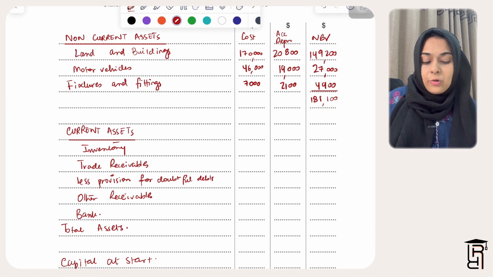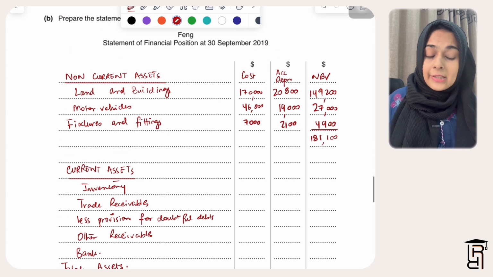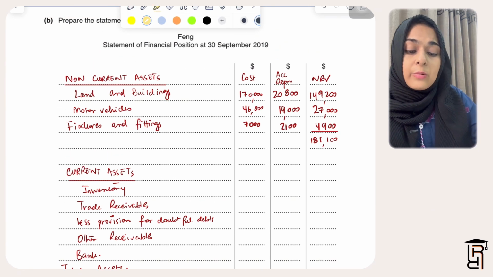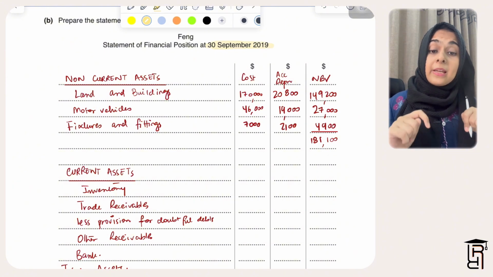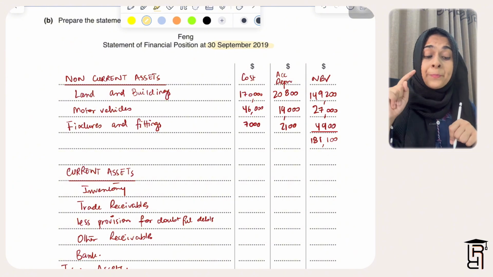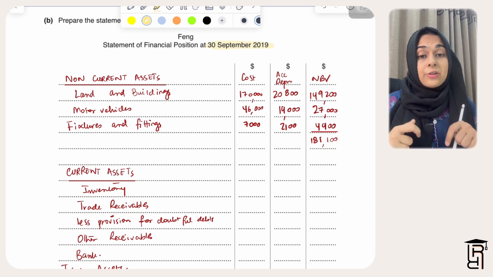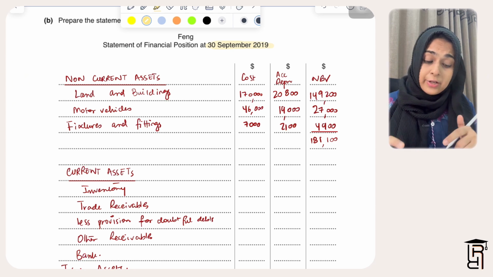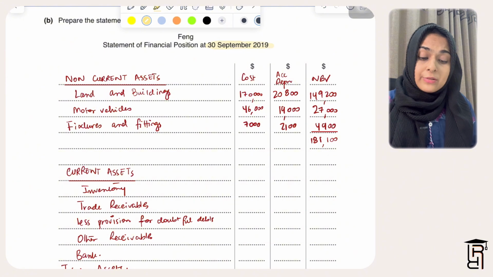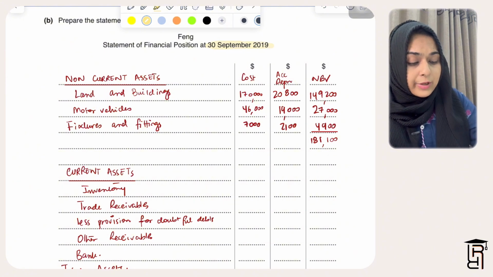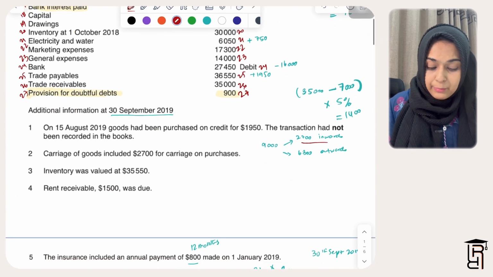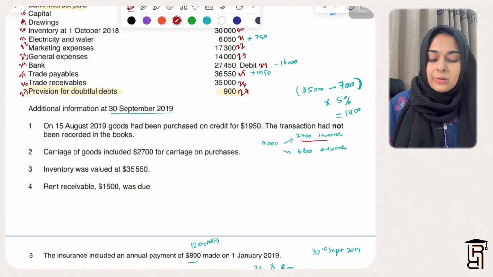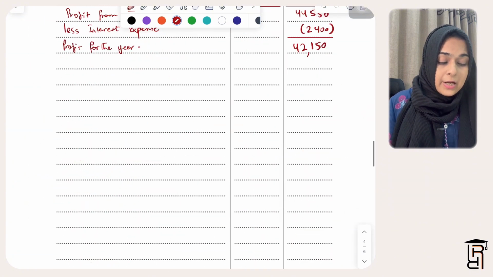In the current asset section, inventory is the least liquid current asset, and inventory is going to be closing inventory. How do I know that? Because 30th September is the date at which I am making my statement of financial position. So all the values in the statement of financial position will be as of 30th September 2019. So I'll simply write here that inventory was 35,550 at the end of the year. That is part of additional information, point number 3. Inventory was valued at 35,550.